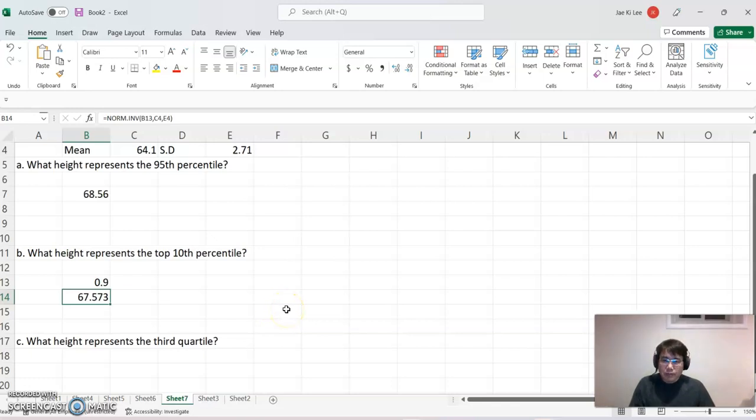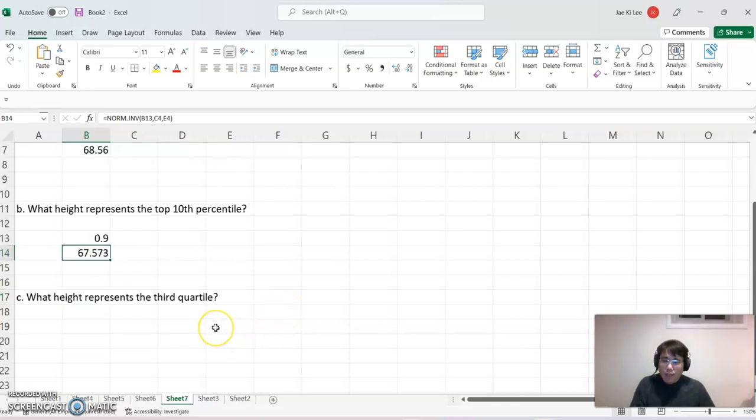Okay, now C. What height represents the third quartile? Okay, a quartile means basically 25%. So this time it is asking for 75% because 25% plus 25% plus another 25%. So it represents 75% basically.